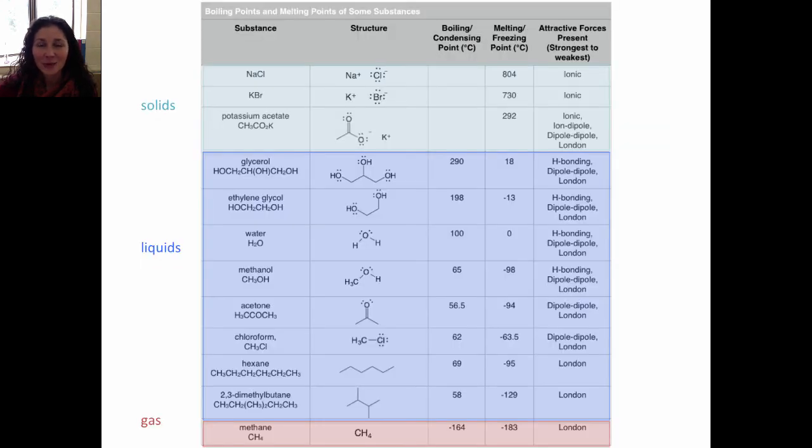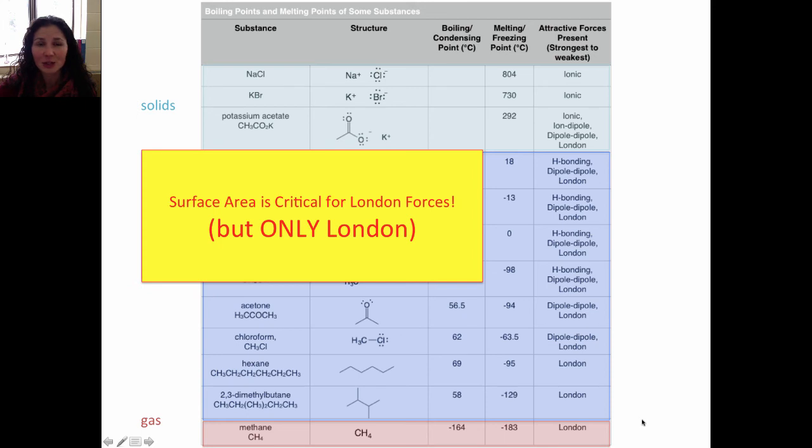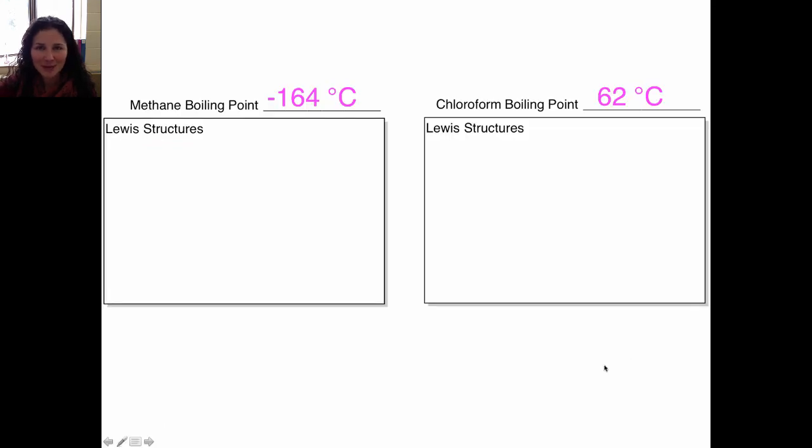Once again, what we just discussed applies only to things that have only London forces. Surface area is critical for London forces, but it does not tell you anything about the things above this point on the table. If a molecule has a stronger interaction, like dipole-dipole, hydrogen bonding, or something else, the London forces can simply be ignored. Let's look at an example to see how important polarity might be for boiling point.